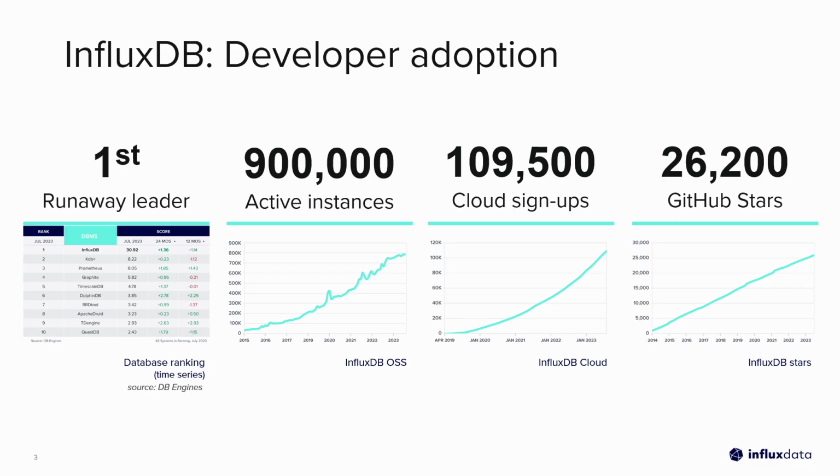So here we can see 900,000 active instances. Those are basically open source servers running out there in the world. We've had over 100,000 signups to our cloud platform. And of course, GitHub stars. What open source project doesn't track that?